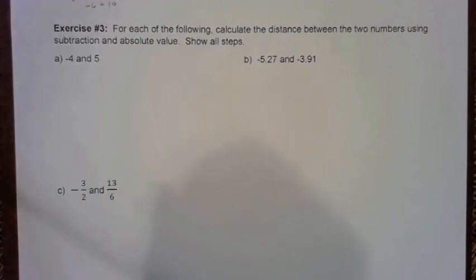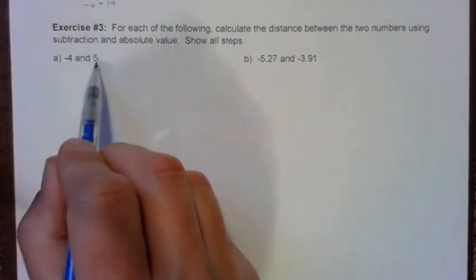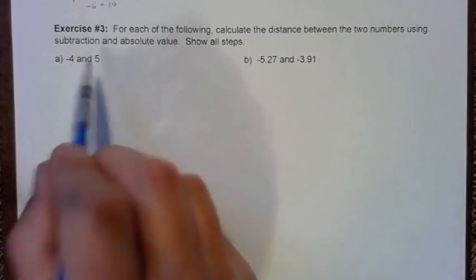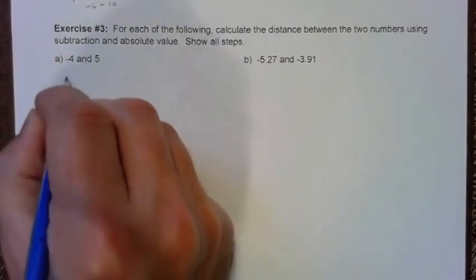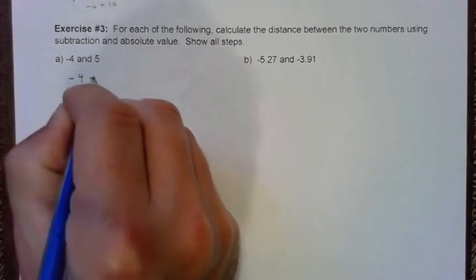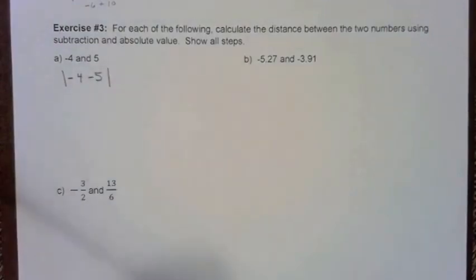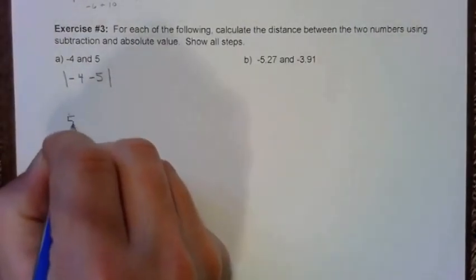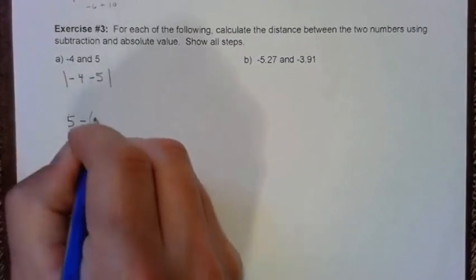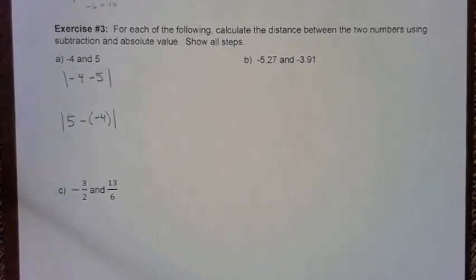So if I wanted to find the absolute value of the distance between -4 and +5, I'm going to subtract the numbers, and I can subtract it in any order. So I can do -4 minus 5, and to make sure the answer is positive, I would put it in absolute value bars. Or I could do 5 minus -4, and again, put it in absolute value bars in order to get a positive distance.